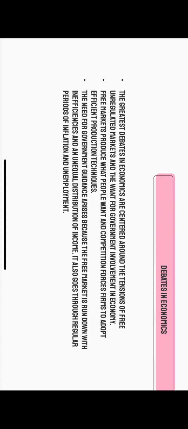The greatest debates in economics are centered around the tensions of free, unregulated markets and the want for government involvement in the economy. Free markets produce what people want, and competition forces firms to adopt efficient production techniques. However, the need for government guidance arises because the free market is riddled with inefficiencies and an unequal distribution of income. It also goes through regular periods of inflation and unemployment, which is not ideal.